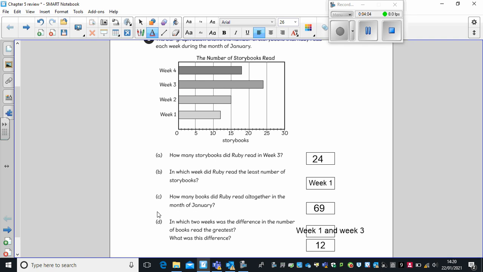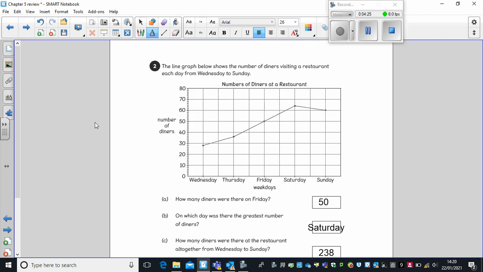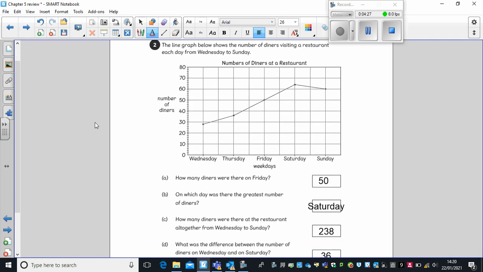And then question D, in which 2 weeks was the difference in the number of books read the greatest? Okay, so we'll look at the longest bar, which is week 3, and the shortest bar, which is week 1. And then to find out the difference, we subtract 24 and 12, and it equals 12. Okay. Question 2, again, all about the line graph.